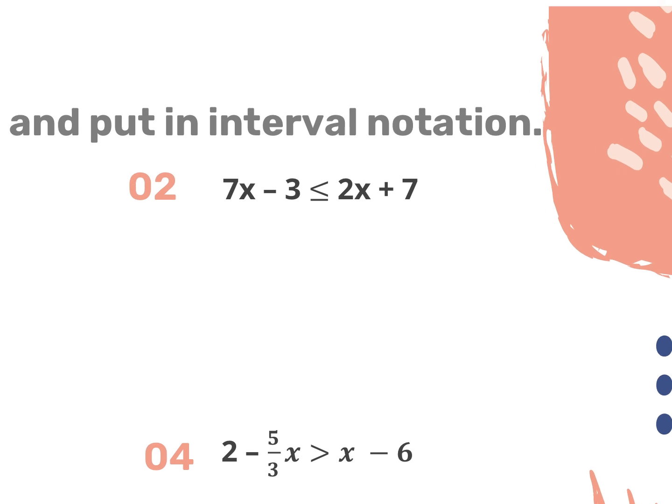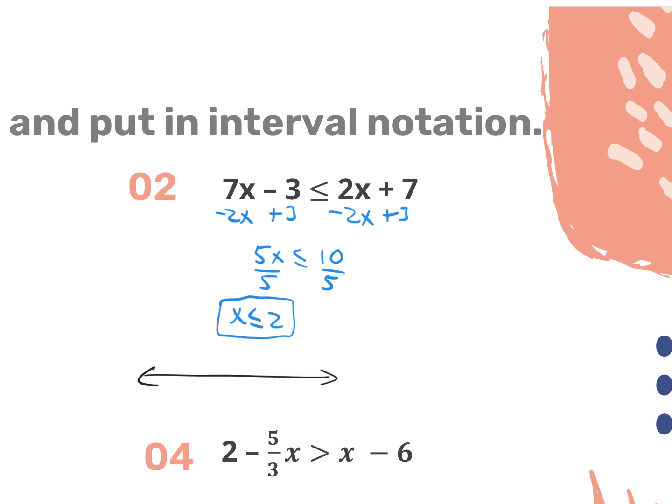All right, so let's try the same thing with the next one. Solving for x is the easy part. Let's get the x by itself, move the 2x, and move the negative 3. So we should get 5x is less than or equal to 10. And then divide by 5, we should get x is less than or equal to 2. So this is your answer as a statement.